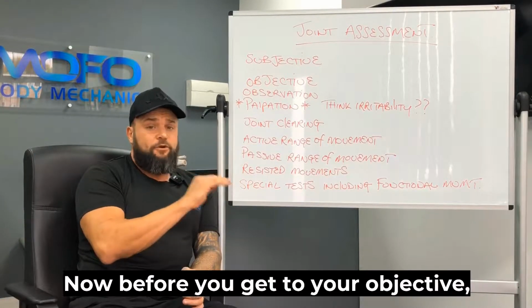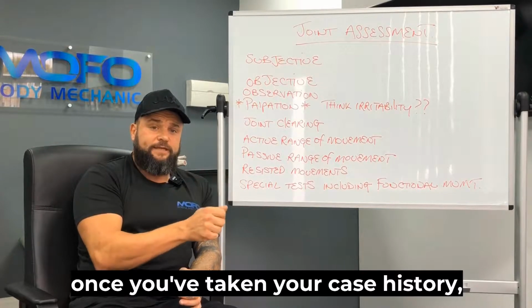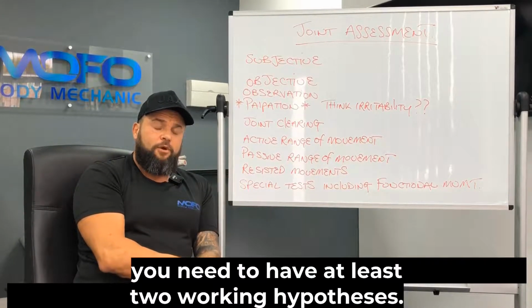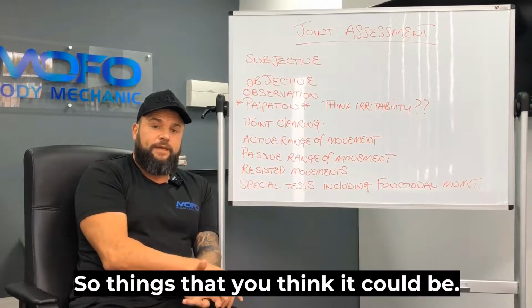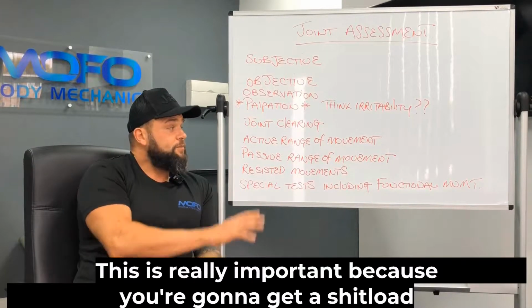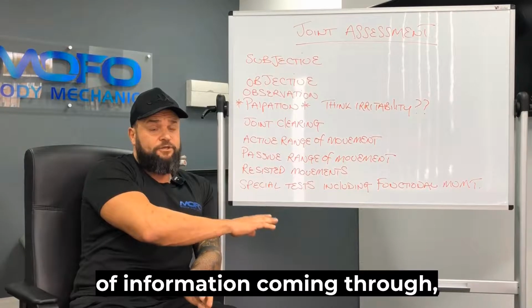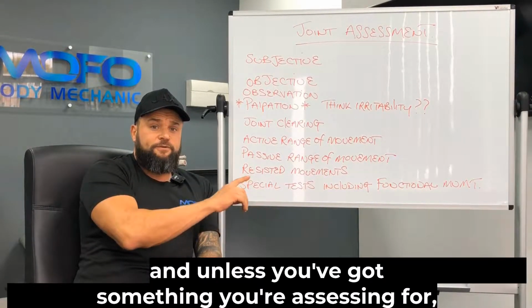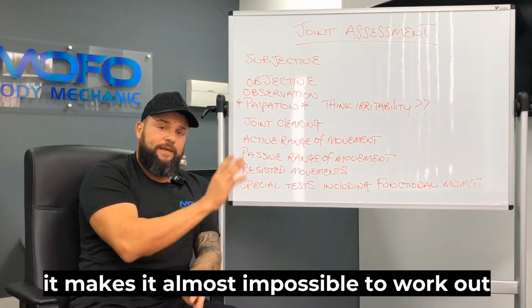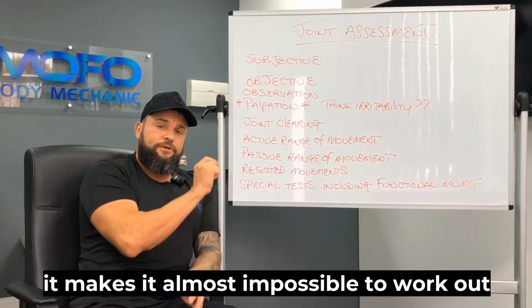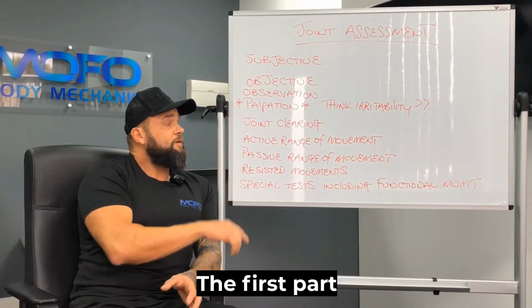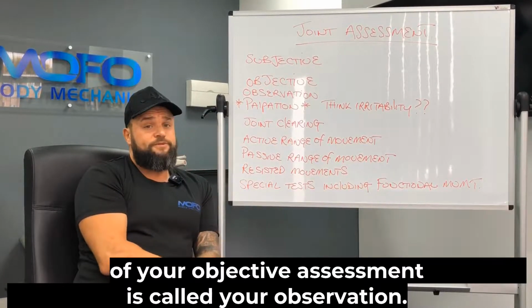Now, before you get to your objective, once you've taken your case history, you need to have at least two working hypotheses, so things that you think it could be. This is really important because you're going to get a lot of information coming through when you start to do your assessment, and unless you've got something that you're assessing for, it makes it almost impossible to work out what's causing your tissue symptoms. The first part of your objective assessment is called your observation.